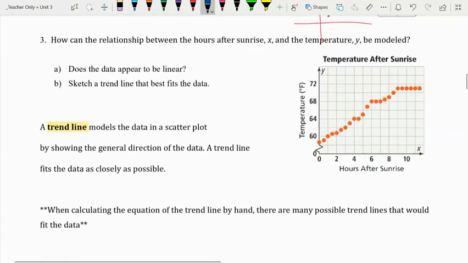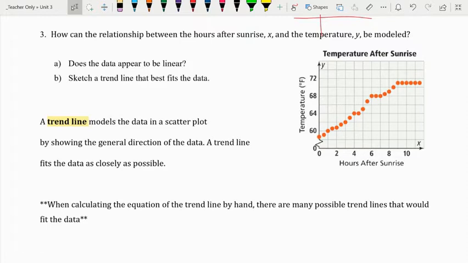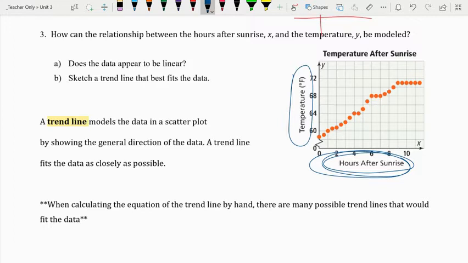So I've kind of already done this a little bit for number 3. It says, how can the relationship between hours after sunrise, so notice how that's down here, right? And the temperature, which is y, be modeled? Okay. Does this seem to be linear? Well, obviously it's not perfectly linear, but if you take a look at it, it's pretty obvious that it looks like it's increasing at a decent rate, right? And then drops off.